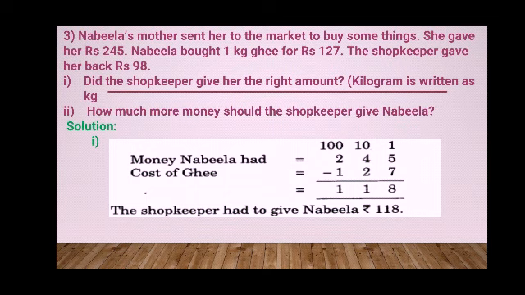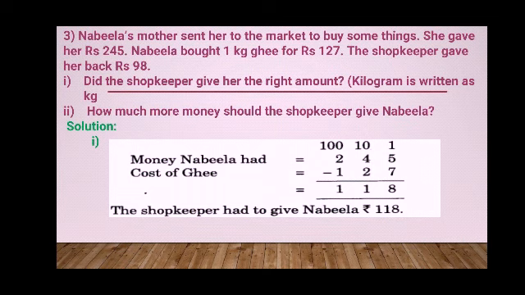In the first part I have done here, see, and the second part I will show you later. So Nabila's mother gave her some money and Nabila bought 1 kg ghee for rupees 127. But the shopkeeper returned rupees 98. So we have to check whether the shopkeeper gave her the right amount of money. So money Nabila had equals 247. Cost of ghee equals, we need to check by subtraction.